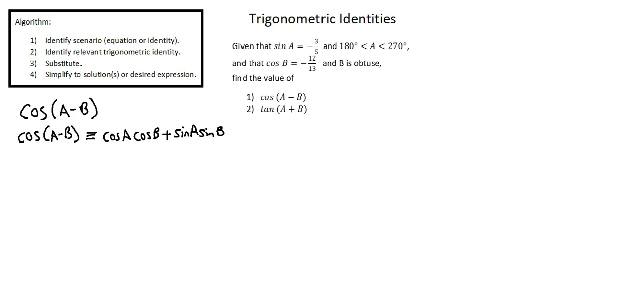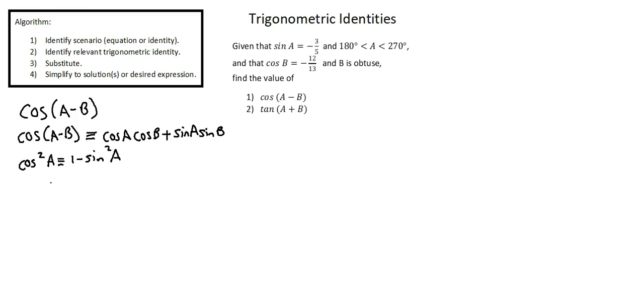In order to solve for cosine of A minus B, we need to know cosine and sine of angle A, cosine and sine of angle B. Notice that we're given sine of A is negative 3 over 5. So we're going to work with another identity and use the sine A value we're given to find the cosine A value. The other identity is cosine of A squared is an identity with 1 minus sine of A squared.